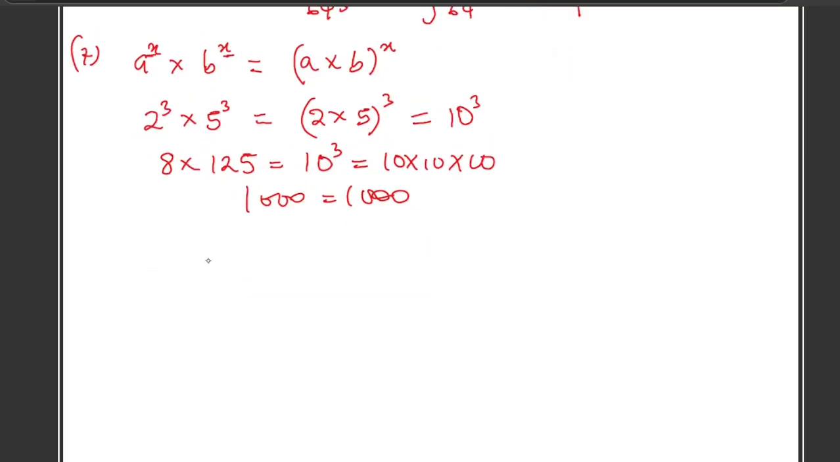So if we have 3 to the power 4 times 2 to the power 4, it simply becomes 3 times 2 to the power 4, and that's 6 to the power 4.